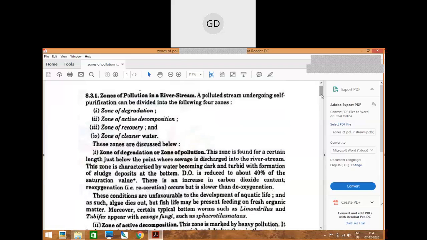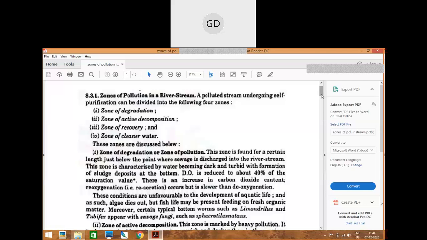Let us see what is the zone of degradation. Zone of degradation is also known as the zone of pollution. This zone is a certain length just below the point where you discharge the sewage into the river stream. It is characterized by the water becoming dark and turbid with the formation of sludge deposits at the bottom. Here the dissolved oxygen, DO, is reduced to about 40% of the saturation value. Also there is an increase in carbon dioxide content.